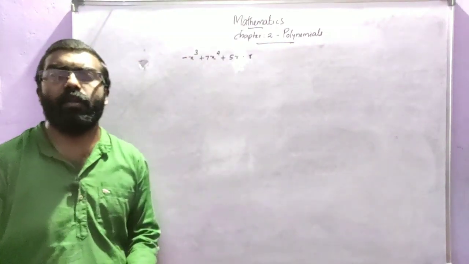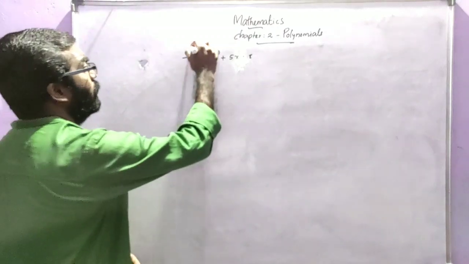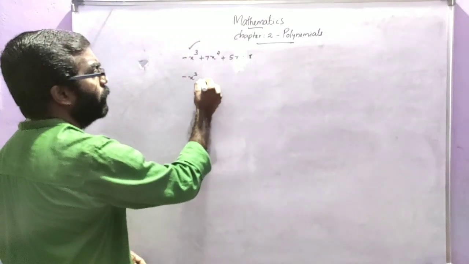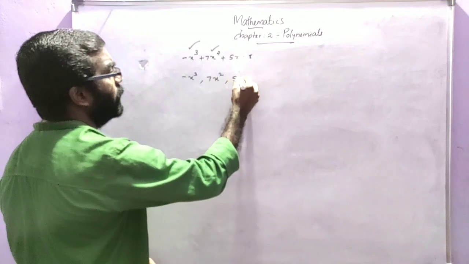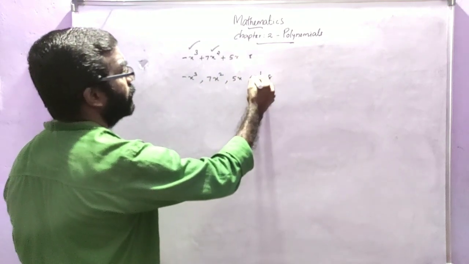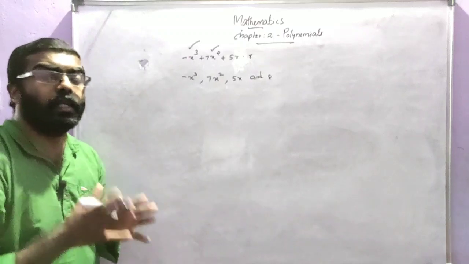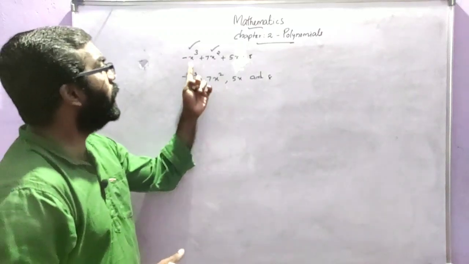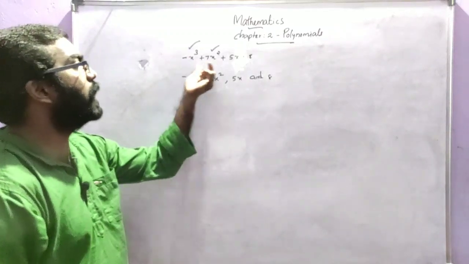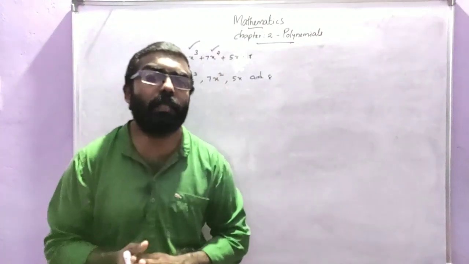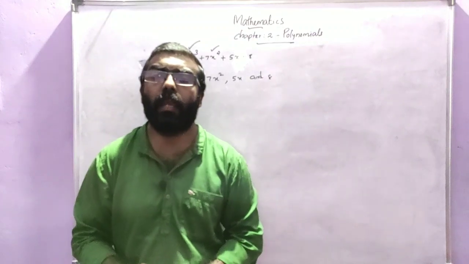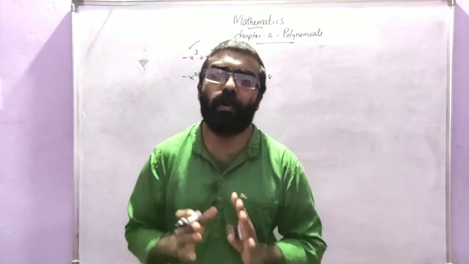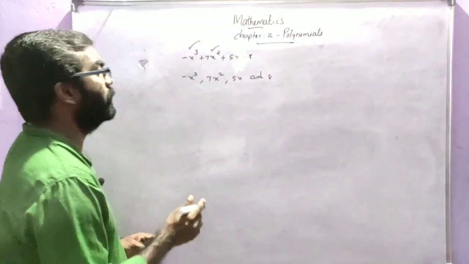Can you say the terms of the polynomial? Here the terms are minus x cube, 7x square, 5x and 8. The term, in the sense, means the variables or constant, these algebraic expressions separated by the symbol plus or minus. Okay, each term of a polynomial has a coefficient.